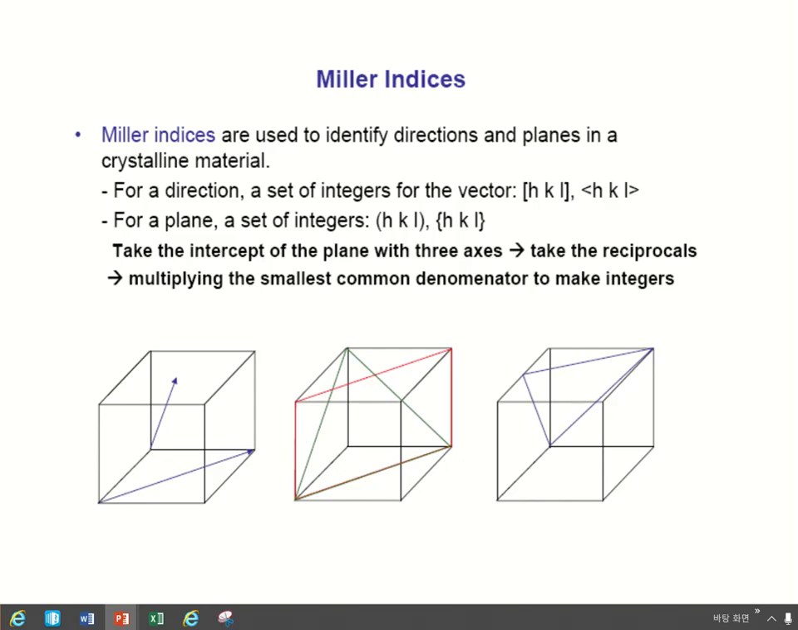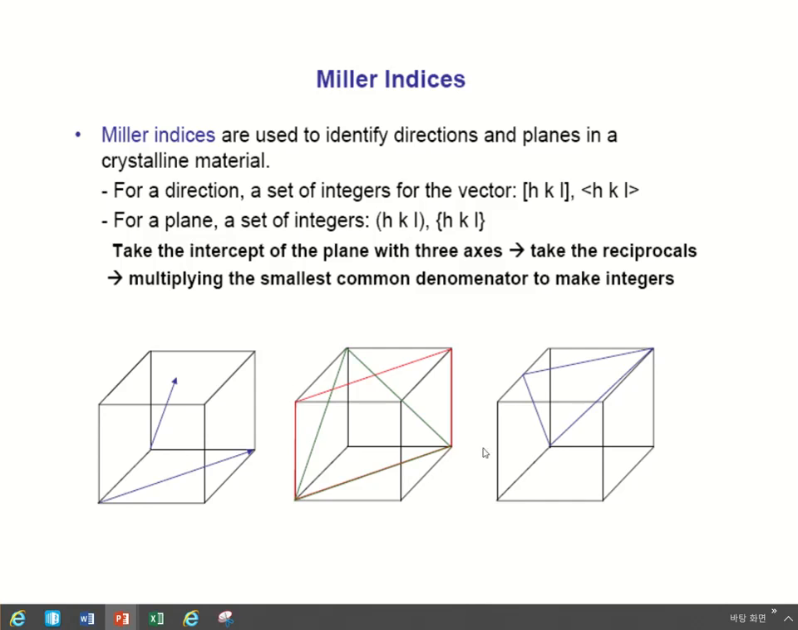So for direction, we use a vector like this. This is a directional vector, and you use this particular bracket for the direction, which I explained in the previous slide. For a plane, you can use a set of integers with this particular bracket. So to define a plane, right?